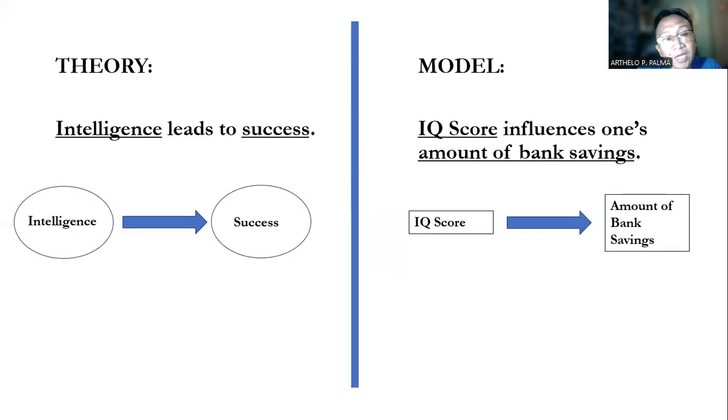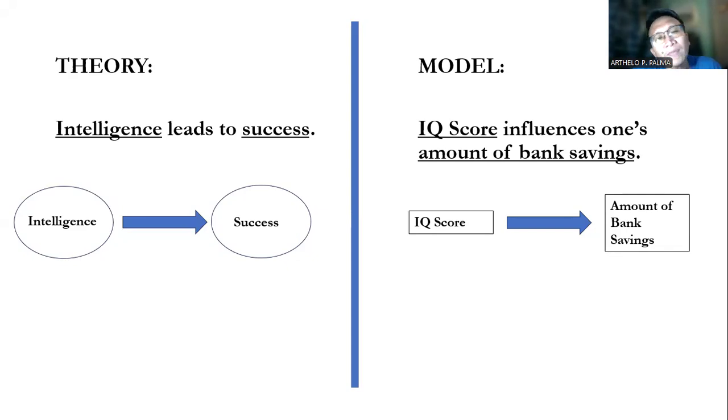So try to take note of the figure. I don't write intelligence inside a square box, but instead in a circle, if you can see it. Anyway, it's not a box. Intelligence affects or leads to success. That's according to the theory.